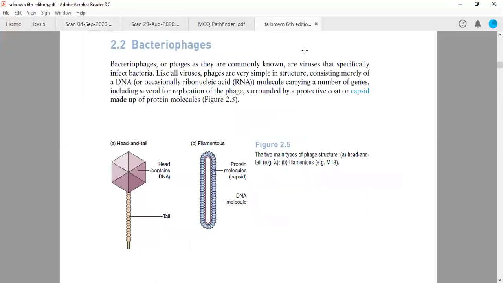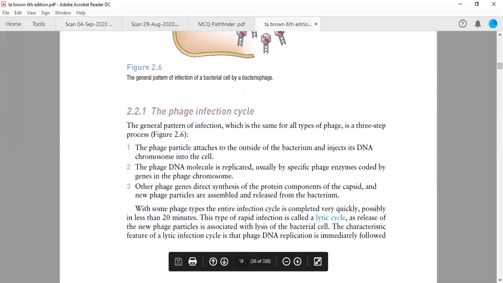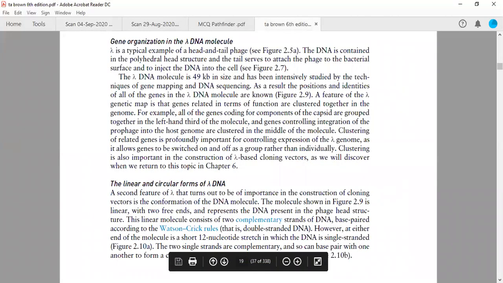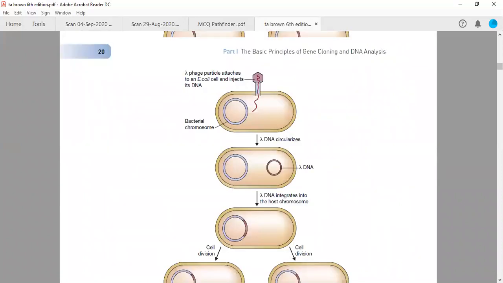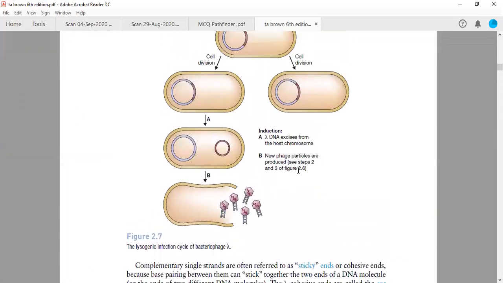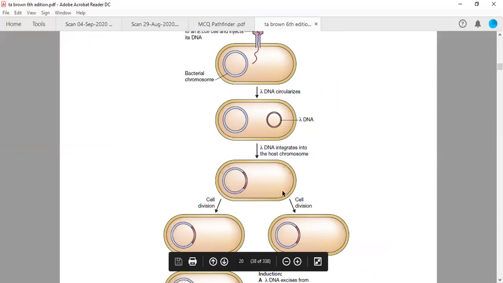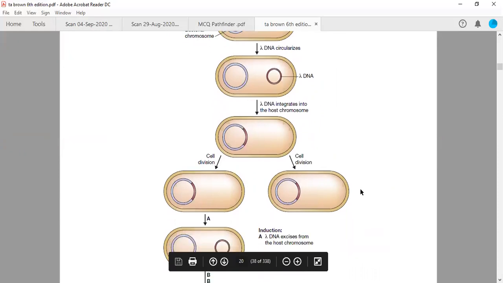I also showed you the structure of the genome of this particular bacteriophage. So lambda virus performs the lysogenic cycle, in which first of all it will inject its genome into the bacterial cell, then this will be circularized within the bacterial cell cytoplasm, will be integrated into the bacterial genome, and then when the cell division will occur, it will go into the daughter cells, right?